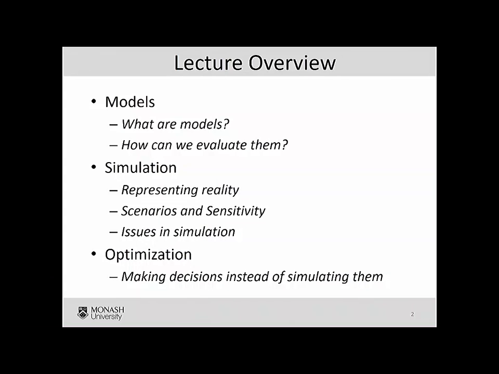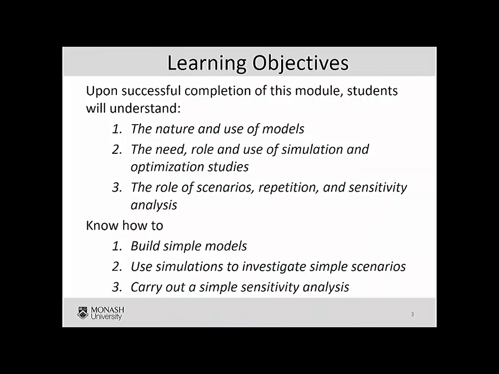Okay, so in this lecture we're going to talk about models and simulation and optimization. Basically, why do we make models? How do we evaluate them? Simulation is one way of making models. How do we represent reality? What kind of scenarios can we do? How sensitive are our models? And some other issues that come up when you're doing modelling. And then I'll talk briefly about optimization modelling, because that's what I do, where instead of simulating decisions, we actually ask a solver to make good decisions for us. So it's a different kind of model.